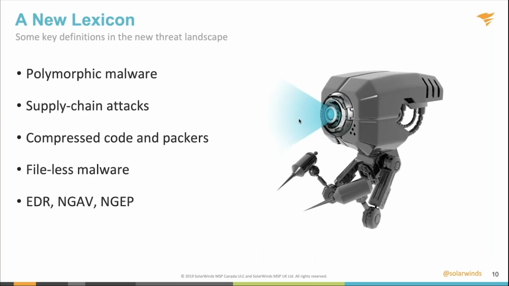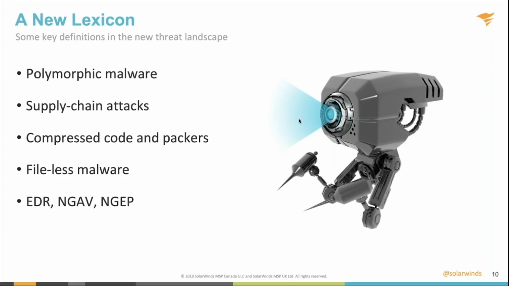So what are some of the new key definitions that we're seeing in the new threat landscape? Well, polymorphic malware. This is malware that changes itself so that it continually hides from those signature-based AV solutions. Supply chain attacks, where a piece of malware actually hides itself within a known good piece of software so that it can attack through that vector. Compressed code and packers, like zip files, where it can obfuscate itself by hiding within that type of file.